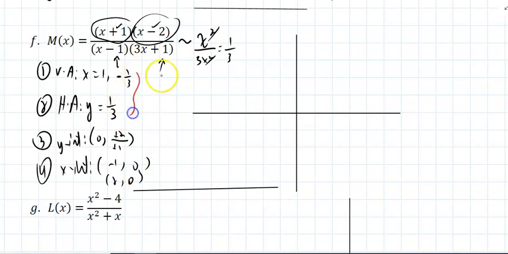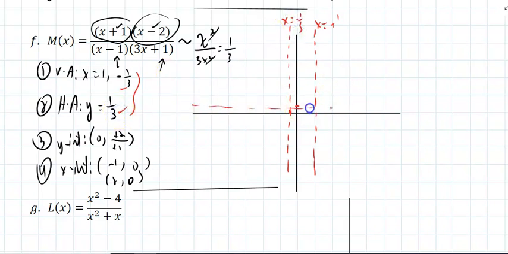Start with the asymptotes. X equal 1 is a vertical asymptote, a dotted line that we can get very close to but never reach. Negative 1/3 is about right there. Oops, actually no, that's negative 2/3. About right there. Y equal 1/3, about right there. So these are the lines that are going to guide my graph. I have a 0, 2, negative 1, 0, and 2, 0.